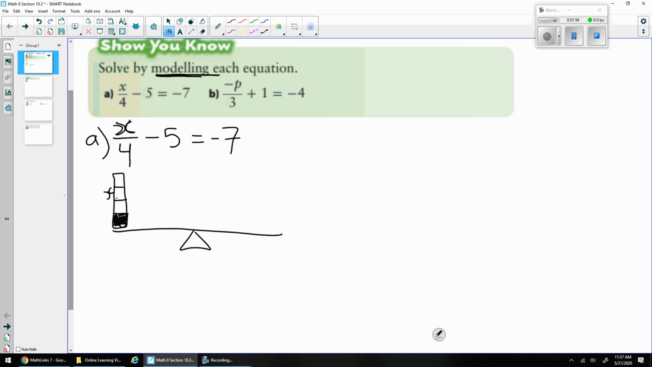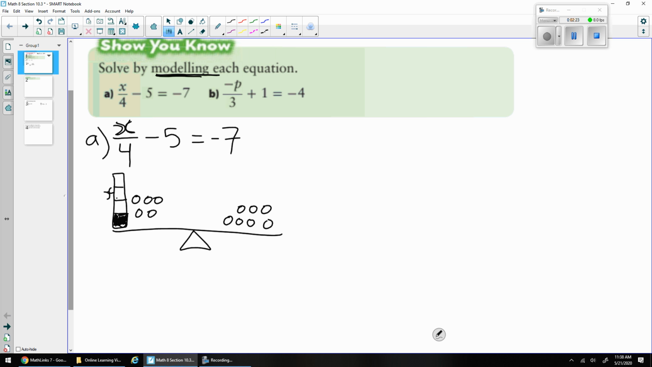On this left side of the equal sign, left side of the teeter-totter, we also have minus 5, which is the same as 5 negatives. So I could show 5 negative integer chips to show that we have that there. And then on the other side, we have 7 negatives. 1, 2, 3, 4, 5, 6, 7. Okay?